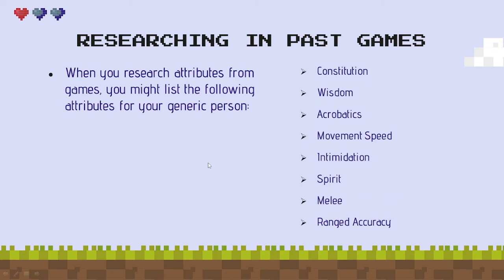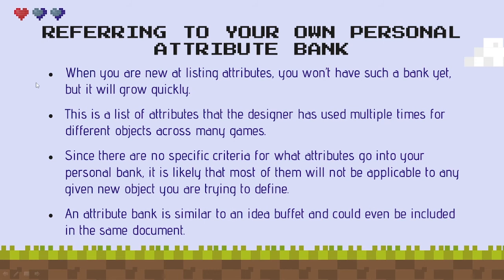So, when you research attributes from the games, you might want to list the following attributes for your generic person. Halimbawa, Constitution, Wisdom, Acrobatics, Movement, Speed, Intimidation, Spirit, Melee, Range, Accuracy. Okay, so, halimbawa, you're creating a generic person para sa isang shooter game. Okay, so, ano ba yung mga importante diyan? Okay? Movement speed. You can define yung movement speed niya, gaano siya kabilis gumalaw. Halimbawa, yung range accuracy niya, how accurate yung kanyang mga, sabihin na natin, sniper shots. Etc. etc.